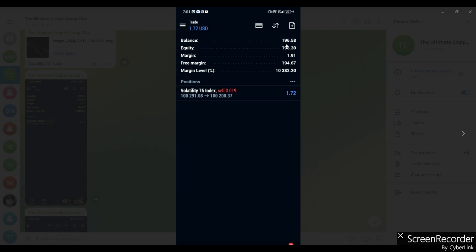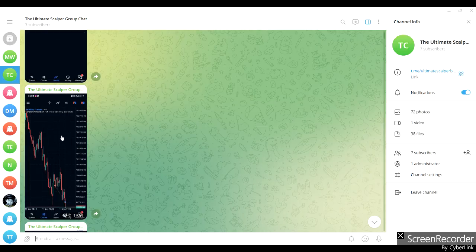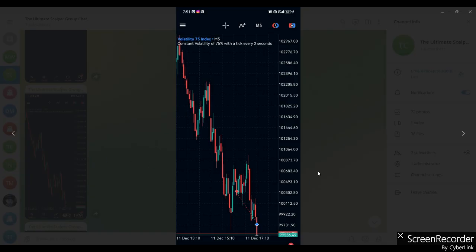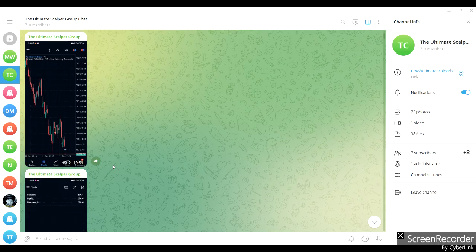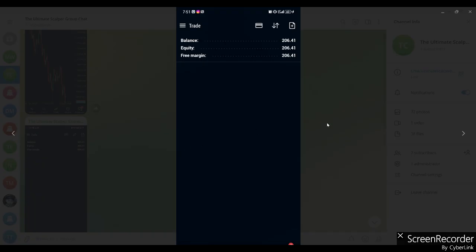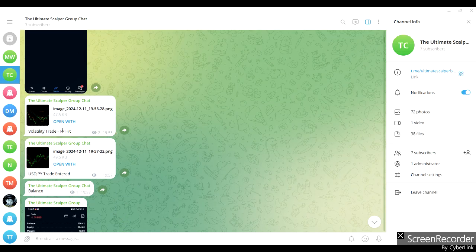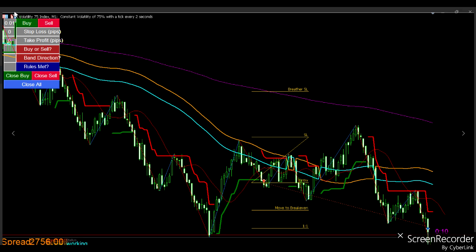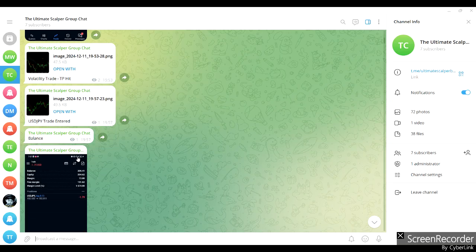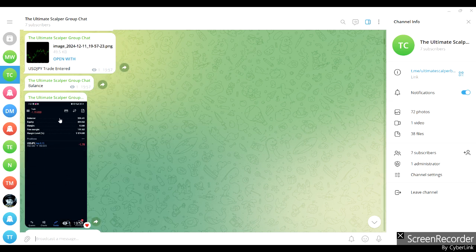This is when I entered, and my balance was obviously under 96.58, and then TP got hit on Volatility 75, and my balance grew to 206.41. And when the TP got hit, this is how it was looking. And then that was the balance.